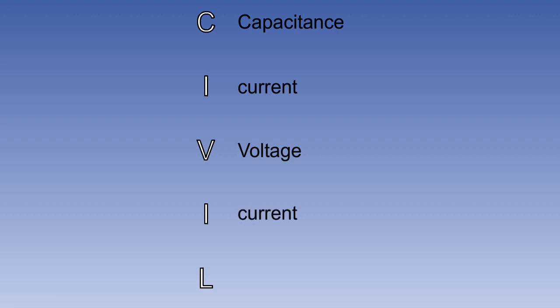A useful mnemonic for remembering the relationship between voltage and current in inductive and capacitive circuits is the word CIVIL, where C stands for capacitance, I for current, V for voltage, I for current, and L for inductance. So in a capacitive circuit, current leads voltage, and voltage leads current in an inductive circuit.